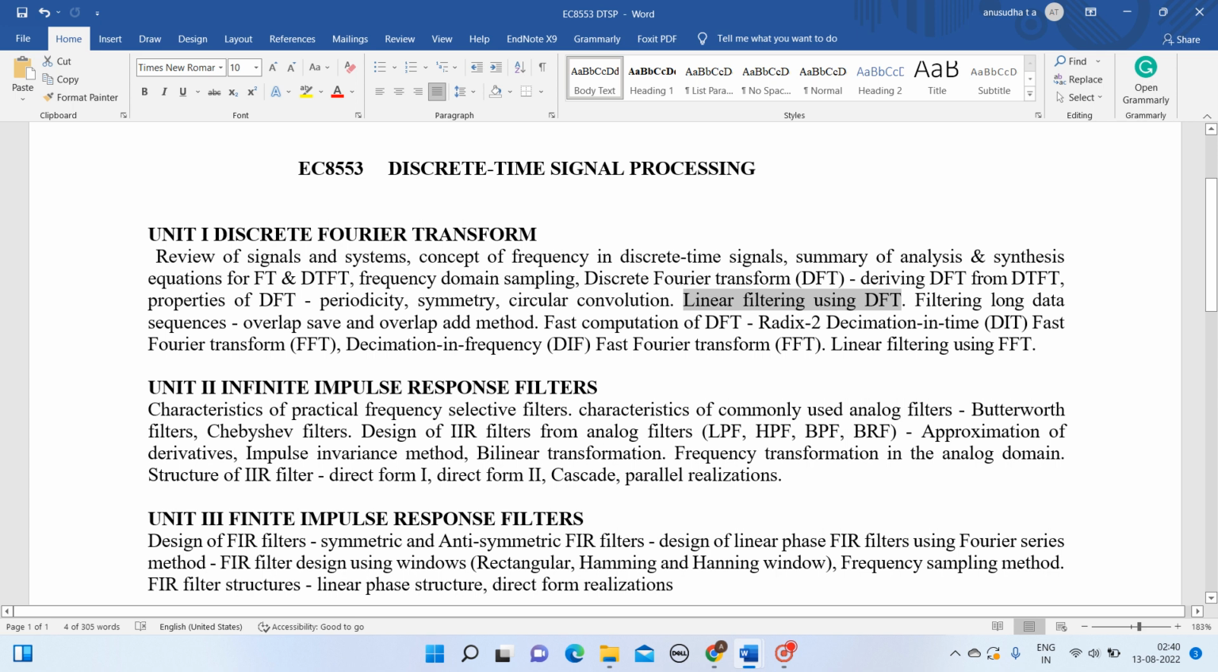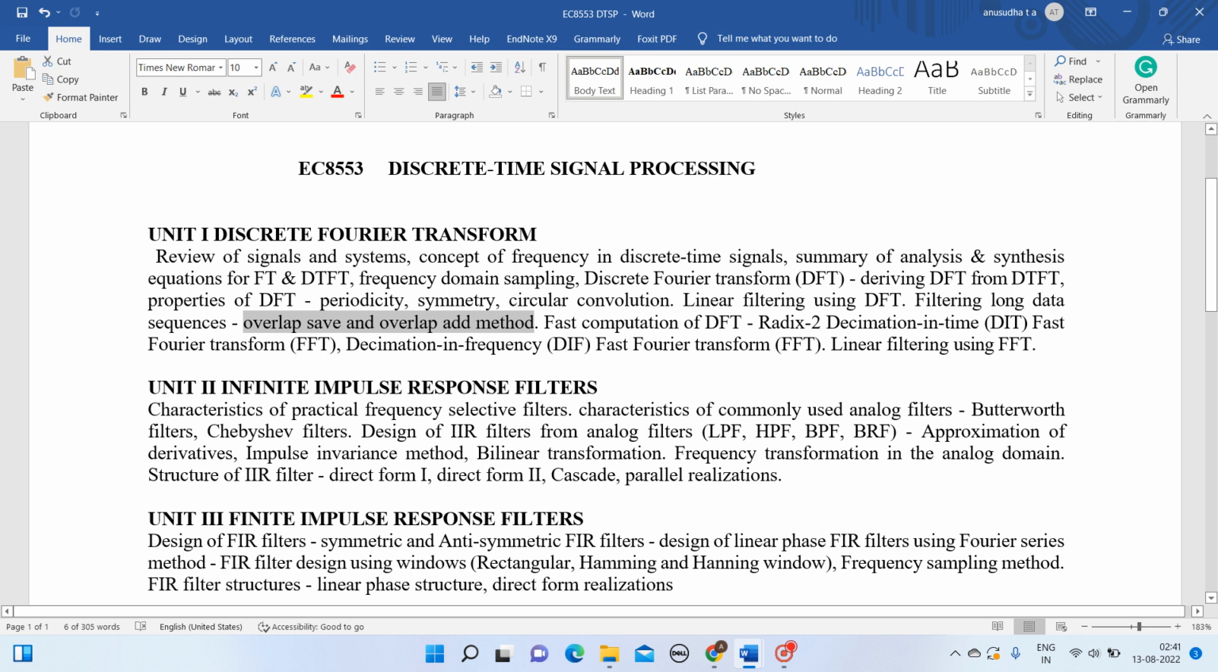The next one is filtering long data sequences. They will give a sequence, and you have to solve that sequence using the overlap save method and the overlap add method. For 8 mark questions, you will get either the overlap save method or the overlap add method. They won't ask both methods. This question is also very, very important from the exam point of view.